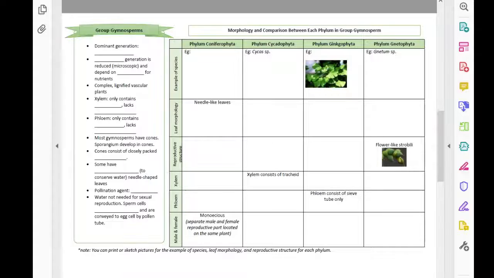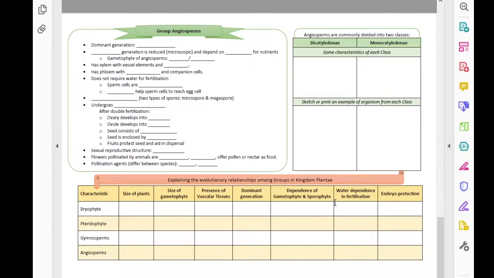So this is the fifth video in our video series for Kingdom Plantae, and in this video, we're going to focus on group Angiosperms, which are the flowering plants. So before I go on, once again, I would like to remind you about the worksheet. Okay, in the previous video, we talked about group Gymnosperms, and in this video, we're going to be focusing on unique characteristics of Angiosperms, and we're also going to divide it into two classes, which is dicotyledonae and monocotyledonae.